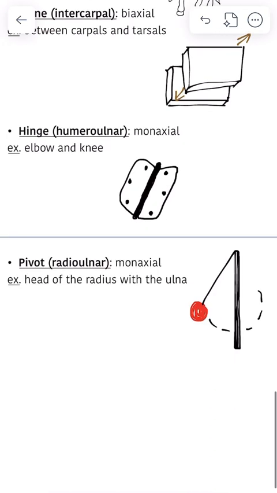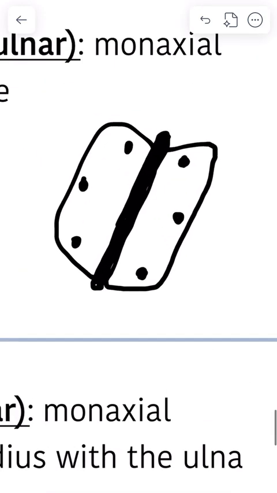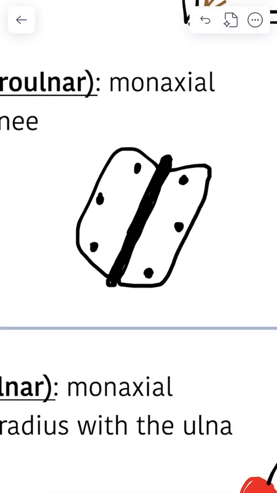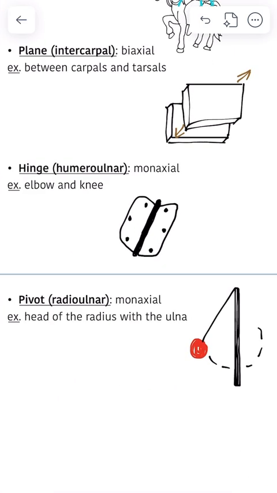The next one is hinge, which is humeroulnar, which is monaxial, and it can only move in 1 axis. The best example for this is the elbow and knee, and here we see a door hinge. So a door is only going to open or close. It's not going to sway up or down, just open or close.